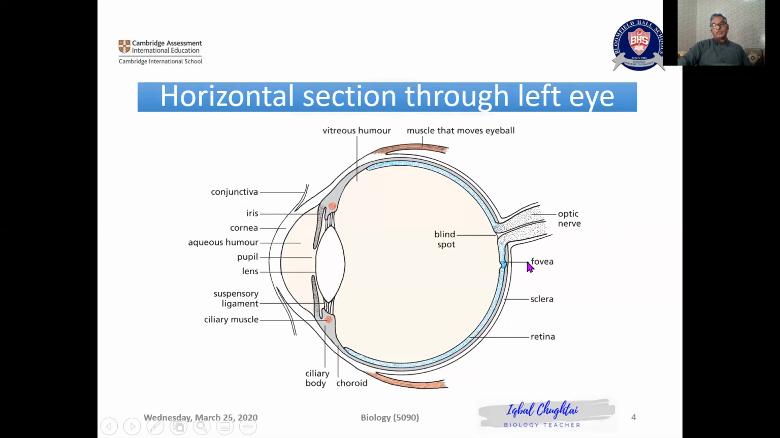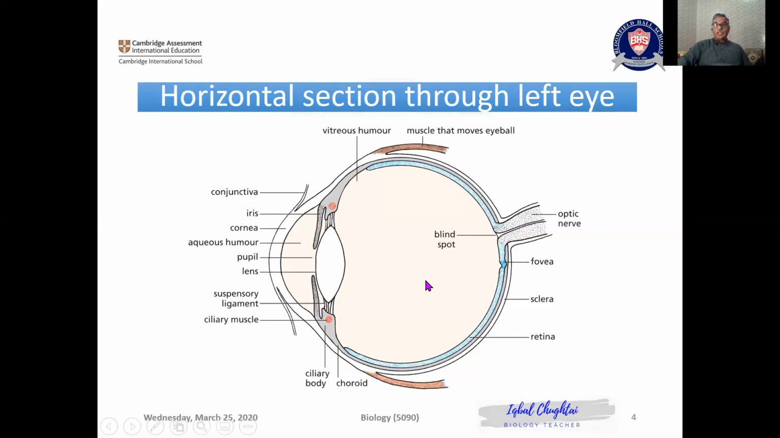Over here at the junction where this optic nerve arises, there is no rod cell or cone cell. So any light ray that falls on this region, there is no image formation. So that's why this part is known as the blind spot. Because any light which falls over this region will not form any image, and the person will not be able to see anything because no image will be sent to the brain.